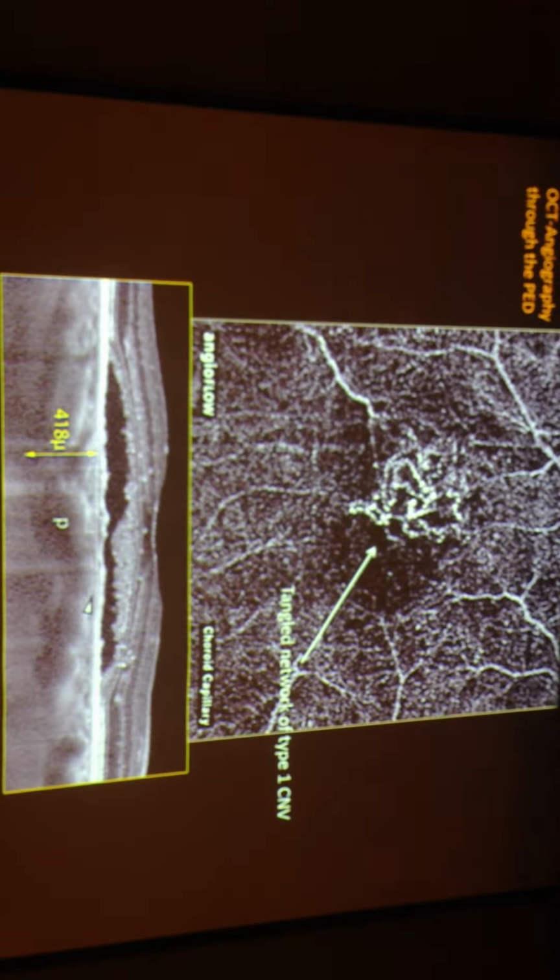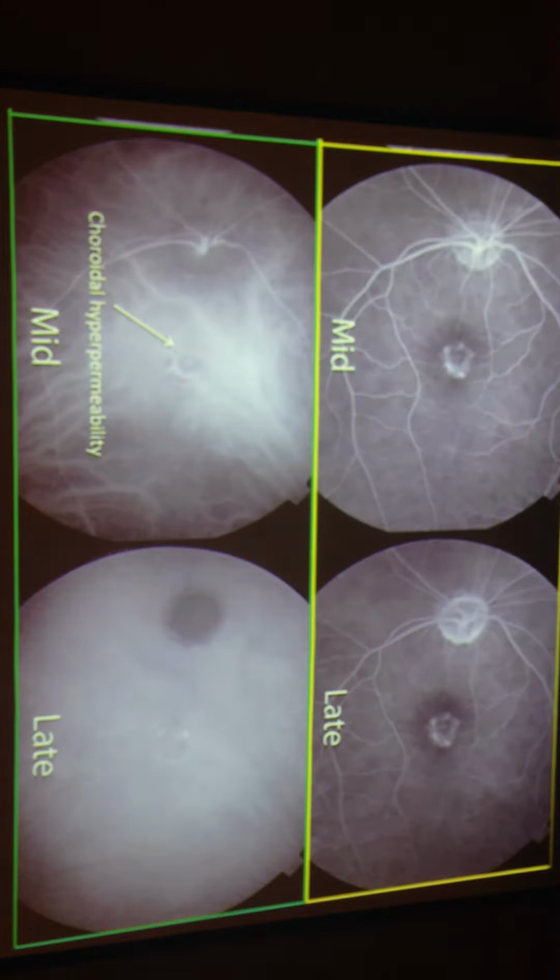When you do an OCTA through the PED, you can see the tangled network of the type 1 CNV, which corresponds to this area. And how about the left eye? In the left eye, there was an area of hyperfluorescence, which is more like a transmission defect because there is no increase in intensity in the late phase. And there is also choroidal hyperpermeability here.